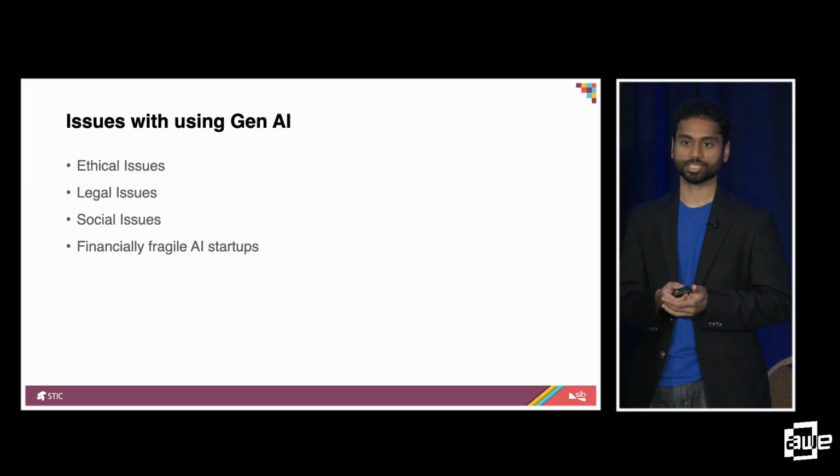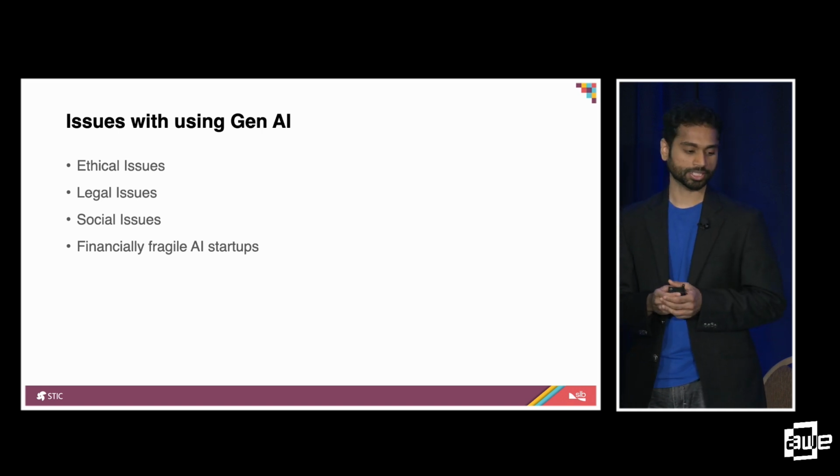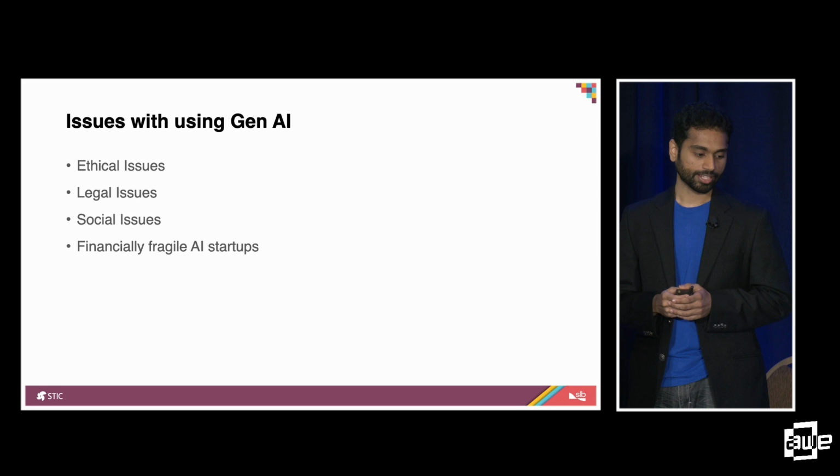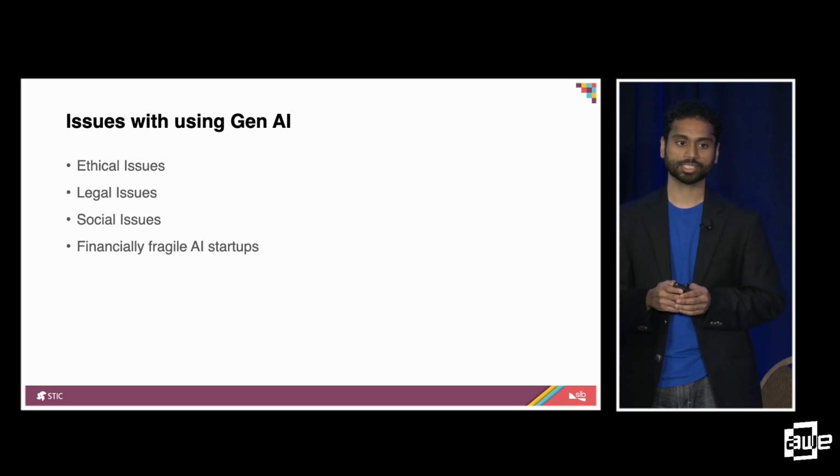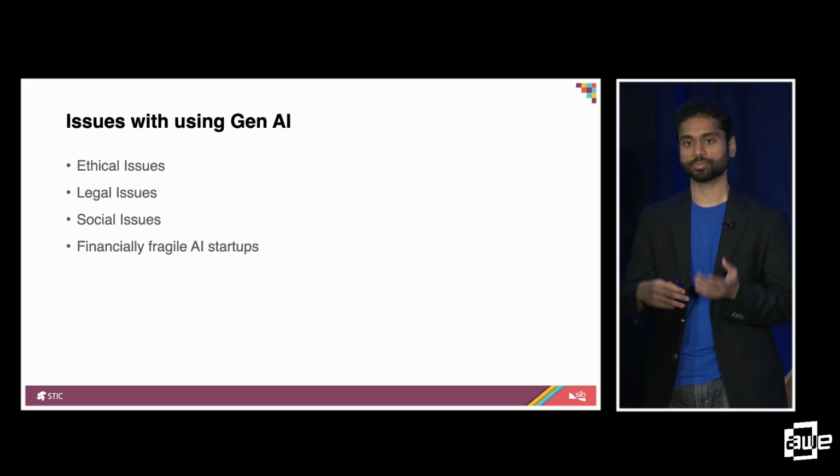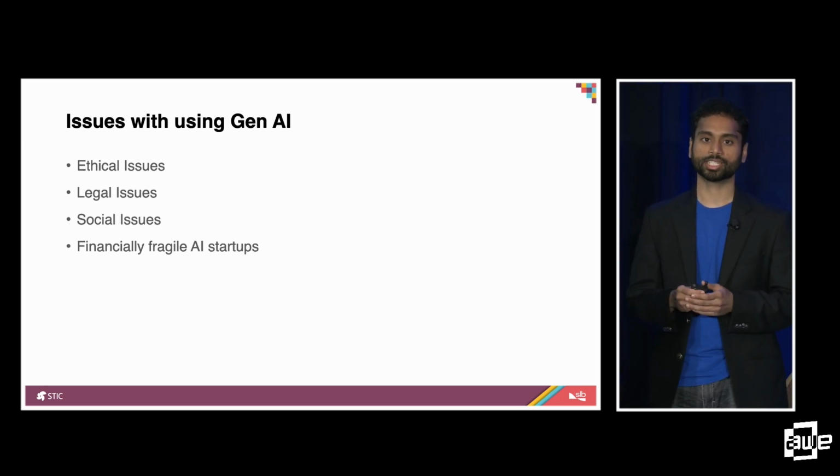And there are potential social issues, because these tools can definitely impact jobs, and that is another thing to consider before using these. And finally, there are a lot of financially fragile AI startups these days over the last 2 years, so it's something to keep in mind, because if you start using some of their products in your workflows and then they go bankrupt, you'll have to kind of restart your process.